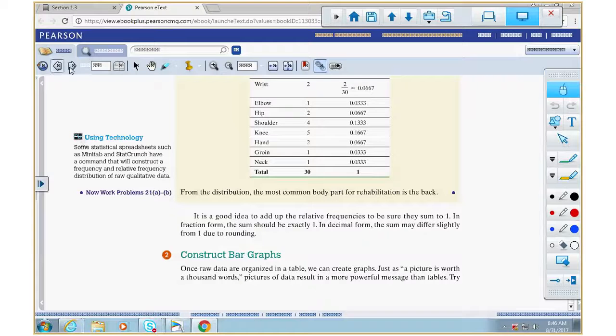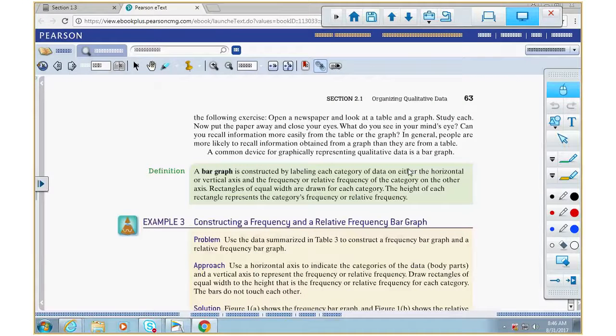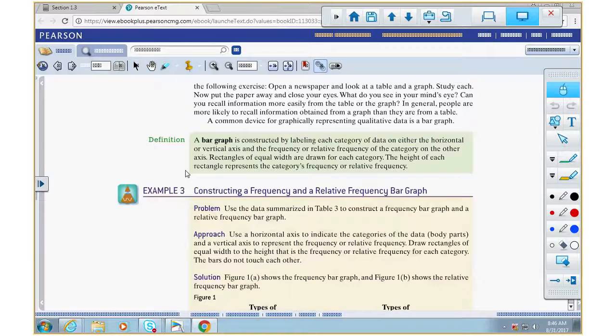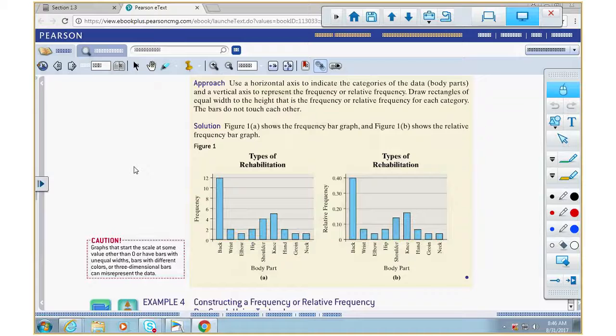Bar graphs. What does a bar graph look like? Well, y'all should know what a bar graph looks like. You don't have to write the definition of a bar graph. Just make sure you know what a bar graph looks like and how to read it. All right?